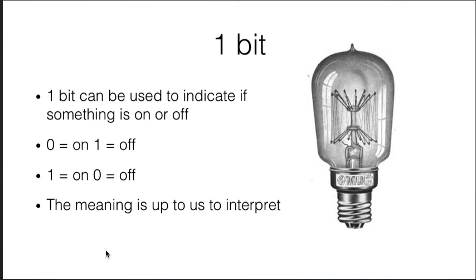The meaning of the one and the zero is up to us. So like if you have some sort of a system, there's a bit that tells you whether the light is on or off, and you look at it and it says one, but that doesn't tell you anything. You have to know that one means on and zero means off in this situation, or the other way around. So bits by themselves don't mean anything. It's up to us to give them meaning, to interpret them.